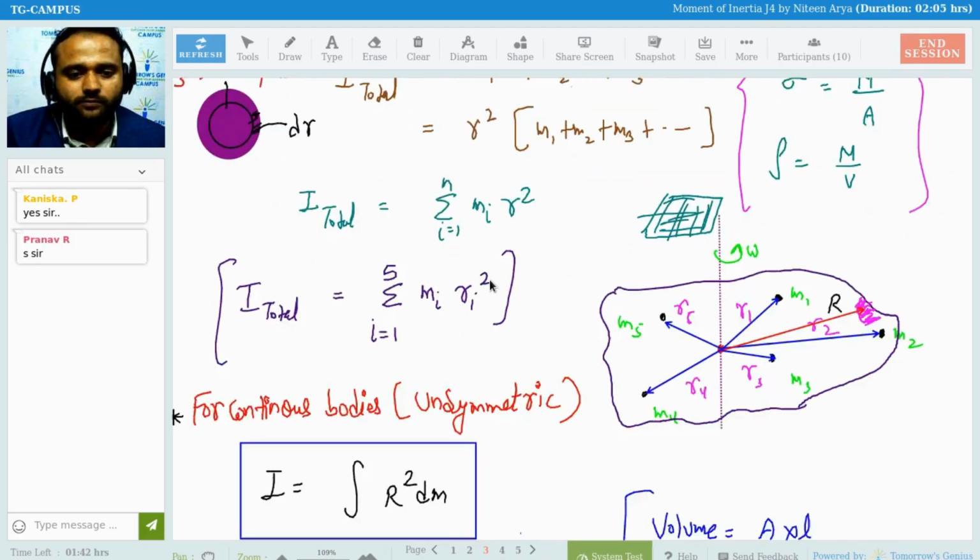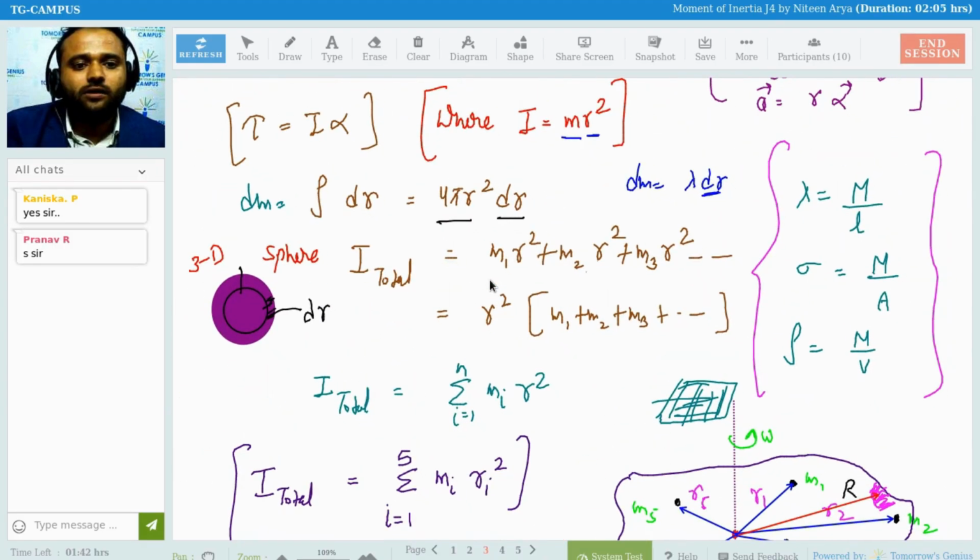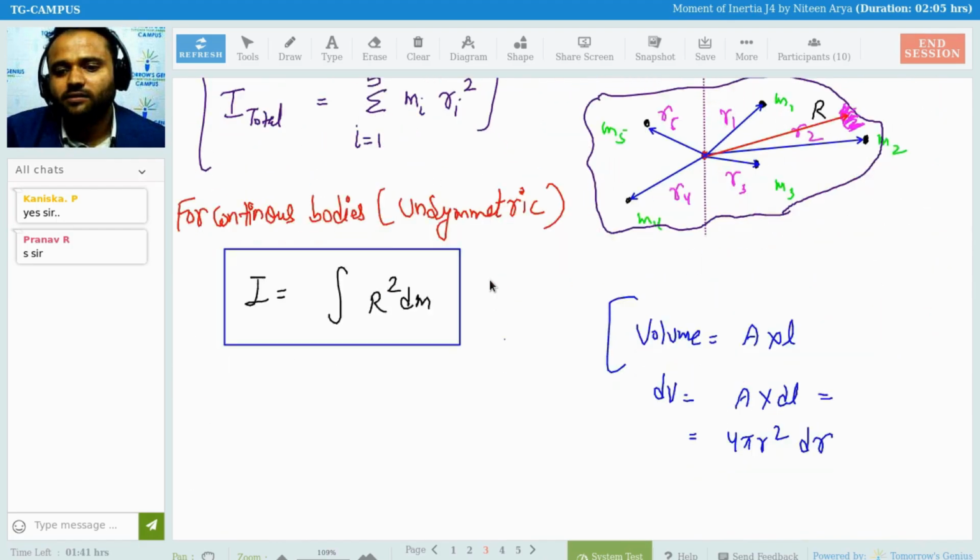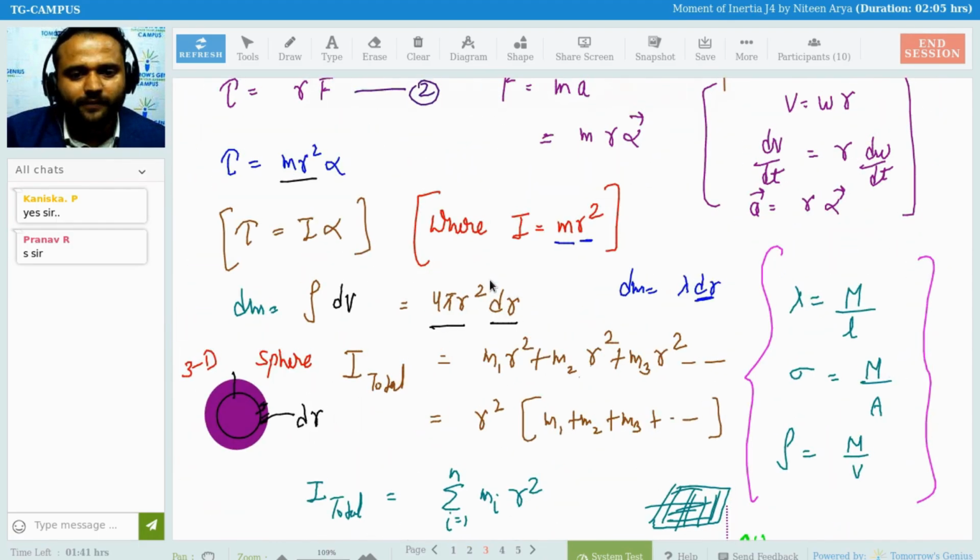So dm is going to be rho into dv. Rho dv, where rho is this, and dv is basically this. You can put the value of dv, and after integration the limit is going to be 0 to capital R, and everything is going to be changed. Got it now? So that is all about only dm, and I want to find I.